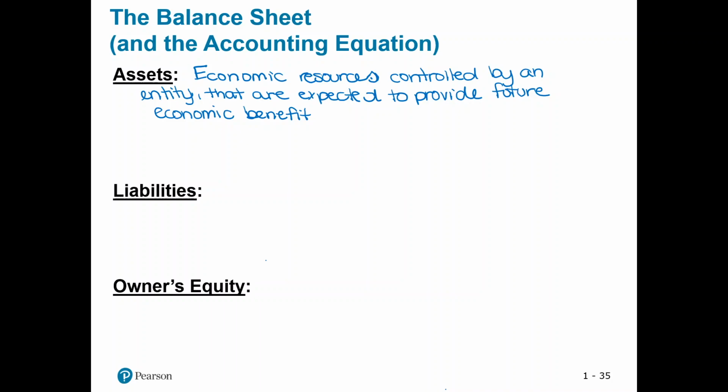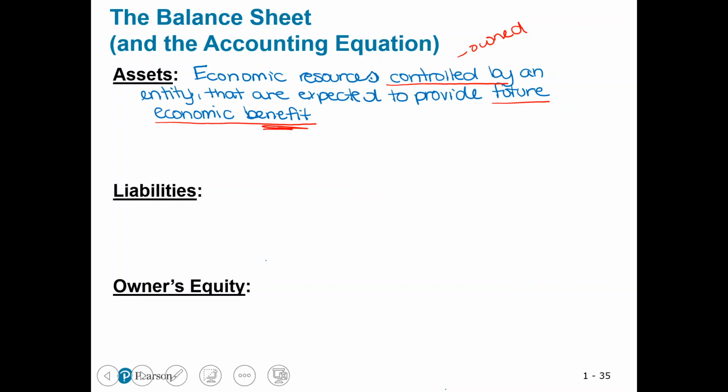There are two important points here in the definition for assets. The first one is that they are assets that are controlled by the entity. And for our purposes, this means that they are owned by the entity. So they actually need to be owned. And then the second important part is that they are expected to have future economic benefit. So they actually have to be useful for them to be considered assets.